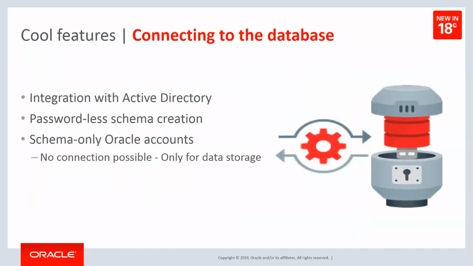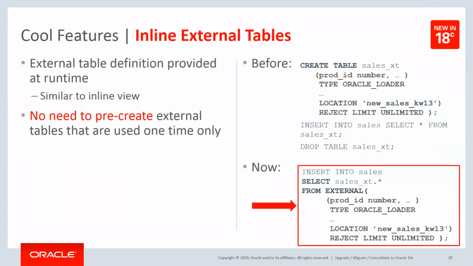Connecting to the databases, we can now do integration with Active Directory. We have passwordless schema creation, schema-only Oracle accounts for those people that do not need connections, only for the data storage. There's a lot of new things going on. Inline external tables. In the old days, when you had information outside of the Oracle database, you first had to create an external table, and then you could use it. You can now use it directly in the select statement, either from external or from a JSON or whatever you have on the system.